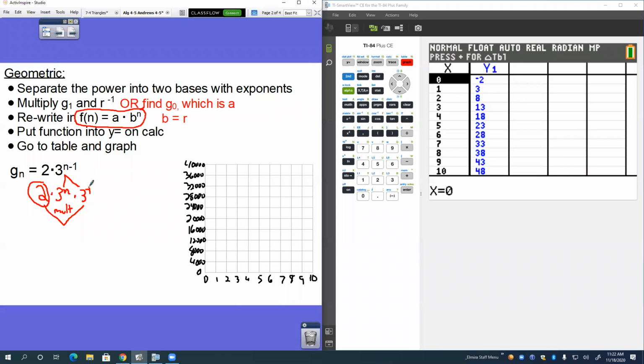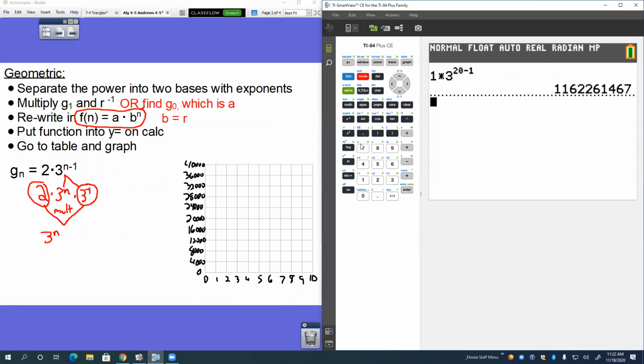So we're multiplying a 2 and a 3 to the -1 power. So we're just going to bring down our 3 to the n, but we want to multiply these two things together. So when I go to my calculator and I go 2 times 3 to the -1 power, I get this big long decimal. So I want this in the correct form. So this b to the n is really this 3 to the n. I need to put the a term. That's what we're figuring out now by multiplying these two things together.